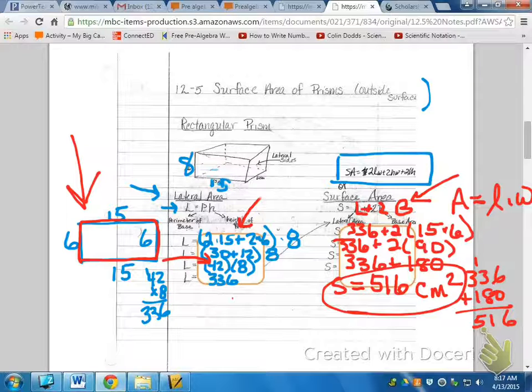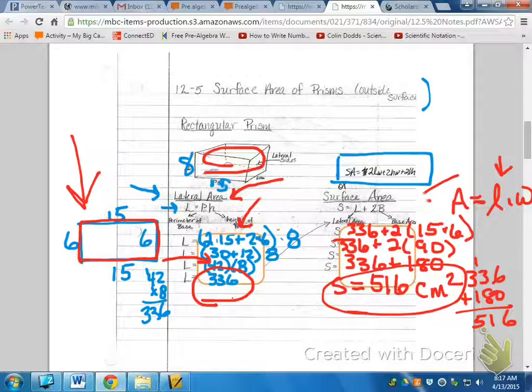So let's think about what we've done. You find the lateral area first. You take the perimeter of the base times how tall the prism is. That gets you the entire lateral area, those sides around. For surface area, you take the lateral area and add 2 base areas, the top and the bottom. And that's where you look and see, what's my shape? This time it was a rectangle, so you use the formula length times width. Are there any questions about rectangular prisms and surface area?